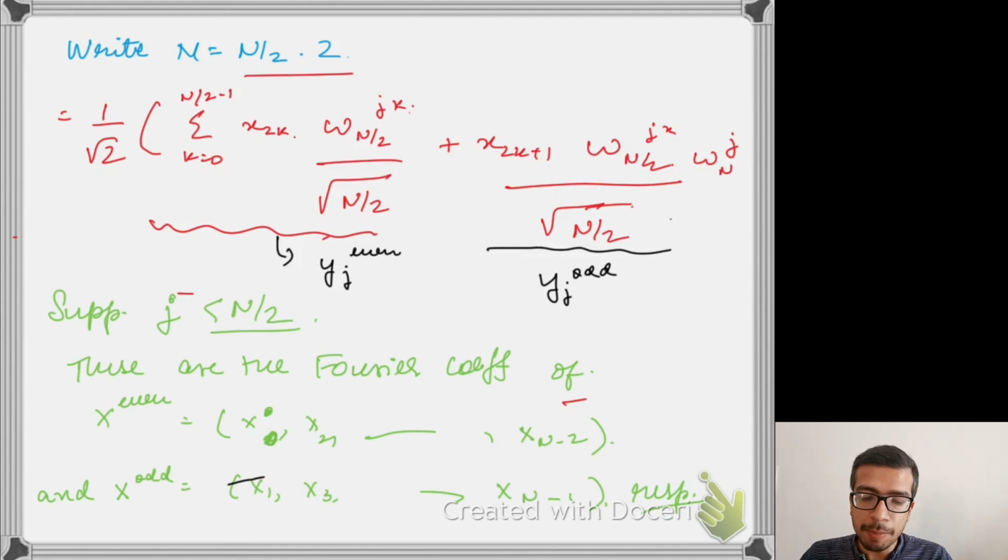So omega sub capital N by 2 to the power of j prime plus n by 2 times k is just omega sub n by 2 to the power of j prime times k, right? Because omega sub n by 2 to the power of n by 2 times k is just identity. And the extra difference which will come up is that I have omega sub n to the power of j prime plus n by 2, but omega sub n to the power of n by 2 will just give me minus 1.